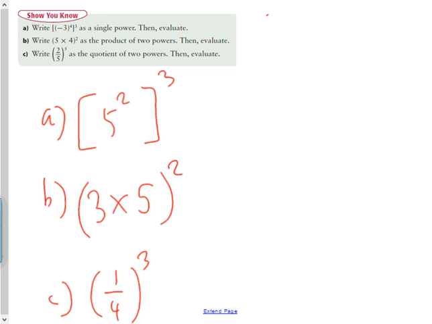Okay, so you press pause, you try them out. Let's look at the first one. So the first one is an exponent to an exponent.